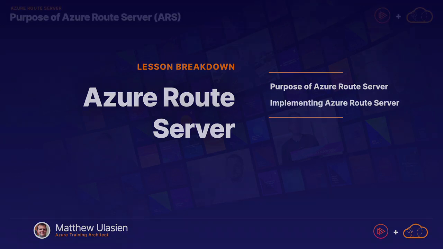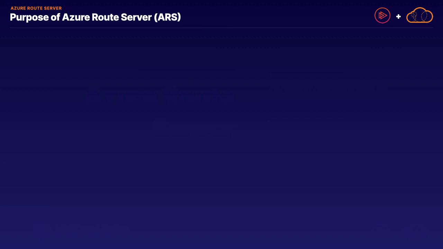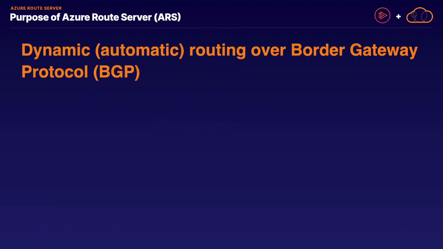So jumping on into it, let's talk about the purpose of using Azure Route Server, which basically comes down to the ability to have another managed service automatically create custom routes over Border Gateway Protocol for different virtual appliances. In other words, this managed service doesn't do anything that you can't do on your own when it comes to creating routes. It just does it for you automatically so you don't have to.